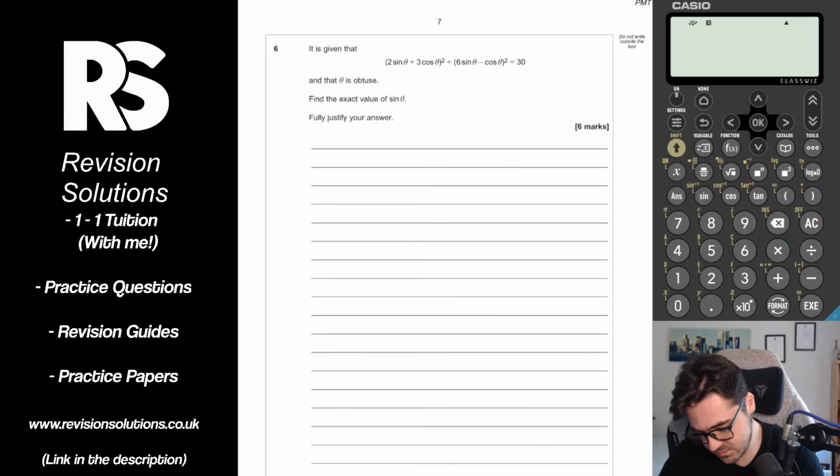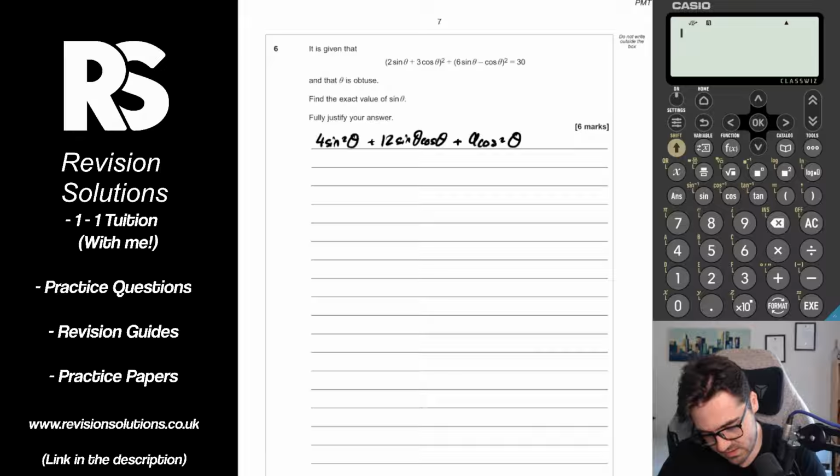So expanding the first bracket, we're going to get 4 sine squared theta. Then 2 lots of 2 sine theta times 3 cos theta, so that would be plus 12 lots of sine theta cos theta. Then 3 cos theta all squared, so that would be plus 9 cos squared theta.